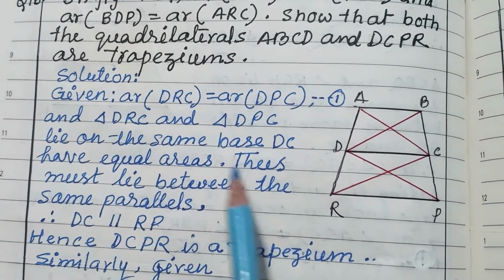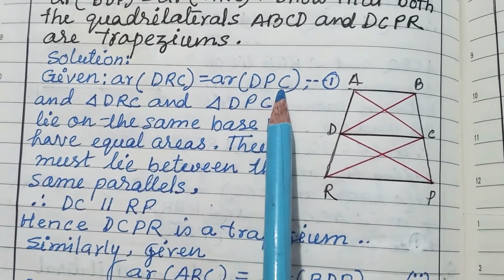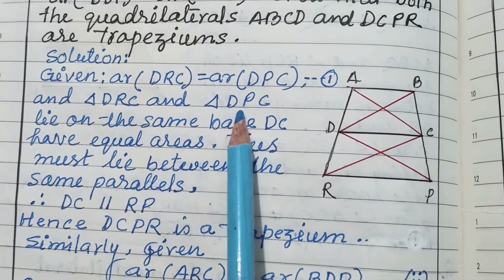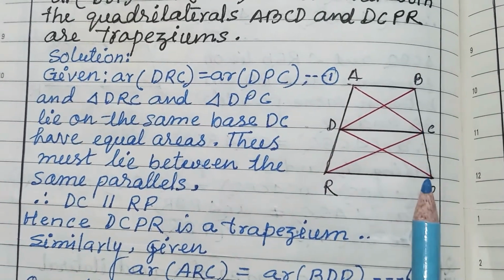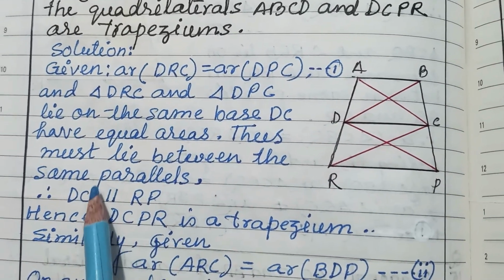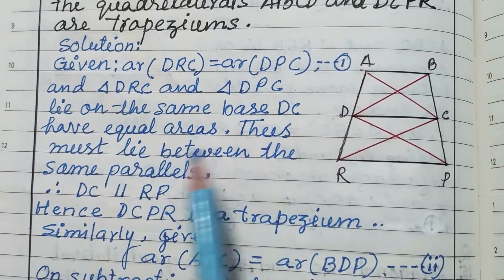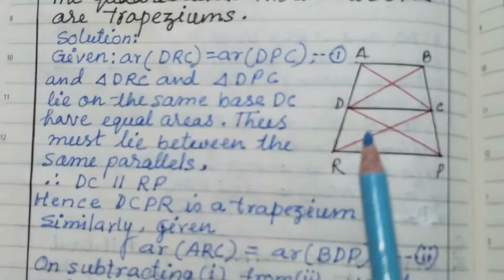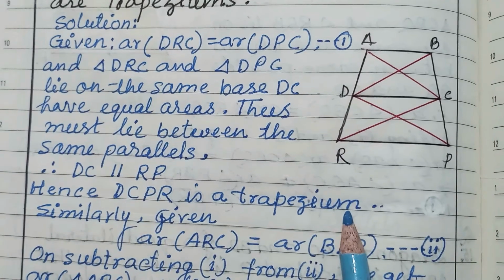Now area of triangle DRC is equal to area of triangle DPC, that is given. DRC and DPC lie on the same base DC and have equal areas, thus they must lie between the same parallels. So DC is parallel to RP, got it? Hence DCRP is a trapezium.